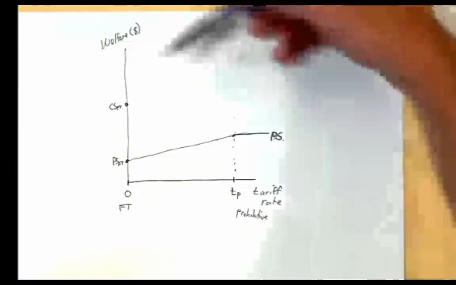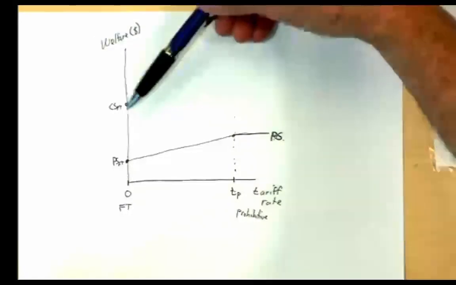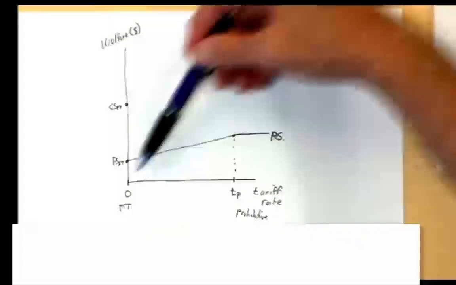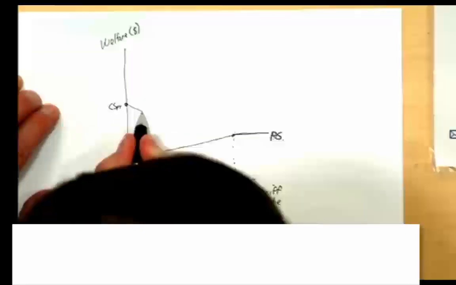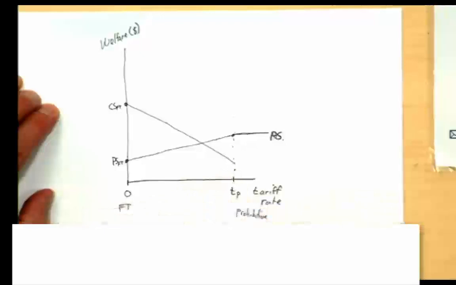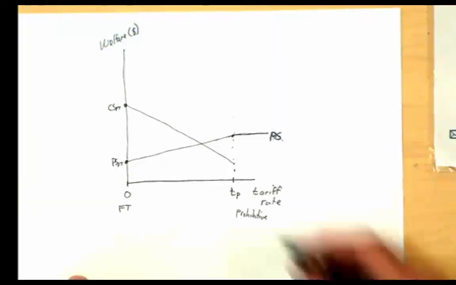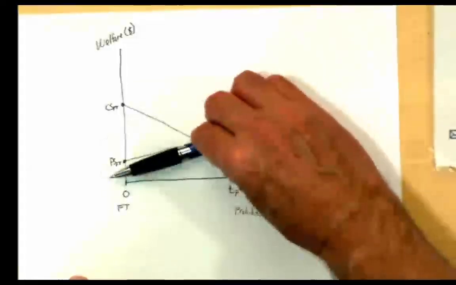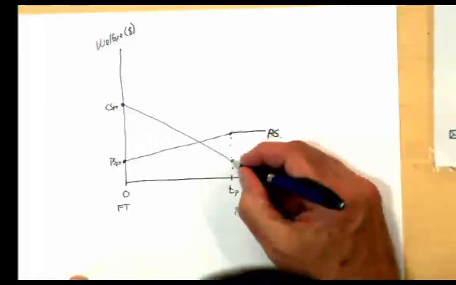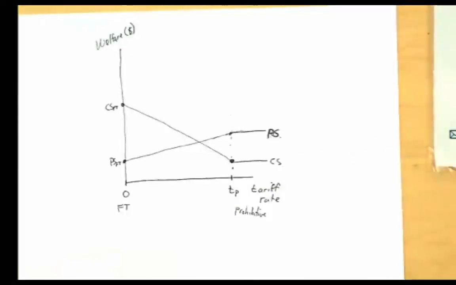Consumer surplus. As I increase the tariff, consumer surplus is going to go down. But it's going to go down at a faster rate than producer surplus went up. So I'll exaggerate that a little bit. I'm going to have consumer surplus go down, down, down. Maybe it'll cross the producer surplus line. Maybe it won't. Doesn't matter. What matters is the slopes of these relative to each other. So that looks like a steeper slope than that positive slope upward. And that's going to mean consumer surplus is going to follow this pattern as I increase the tariff.